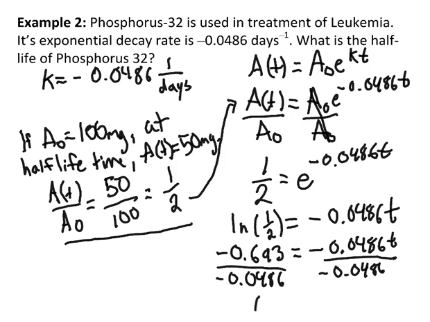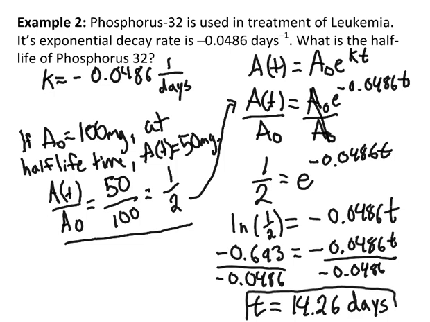And that will give you T equals 14.26. And remember, T and K have to have these connected units. So if K is in units of 1 over days, T will be in units of days. So this tells me that the half-life of phosphorus-32 is 14.26 days.